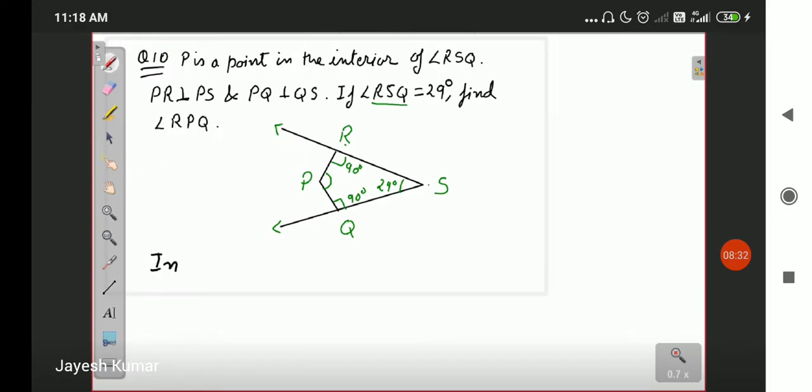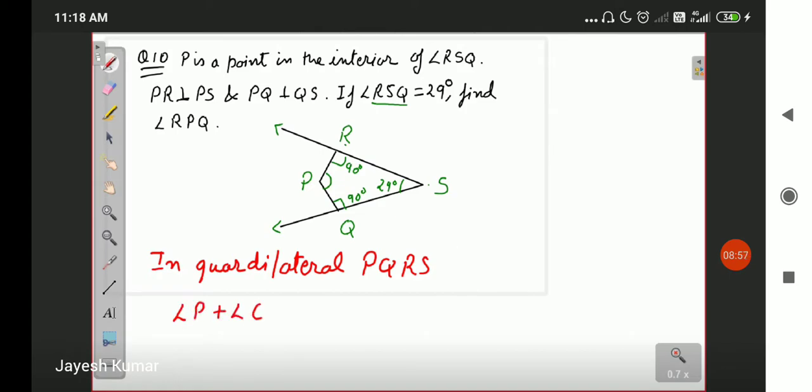So once again, like we did in the previous questions, let me change the pen for the solution. In quadrilateral PQRS, the sum of all these angles is equal to 360 degrees. That is, angle P plus angle Q plus angle R plus angle S is equal to 360 degrees. I said 180 earlier, that was wrong, it is 360 degrees. The sum of all these four angles is equal to 360 degrees.